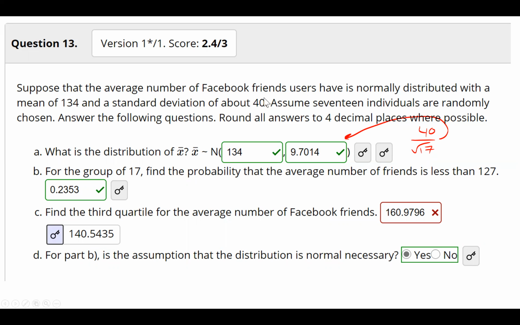So let's talk about it here. Assume 17 individuals are randomly chosen. Answer the following questions, rounding to 4 decimal places when possible. That's great. Okay, let's talk about it here. So the average, 134, goes right inside there. That's all good to go.